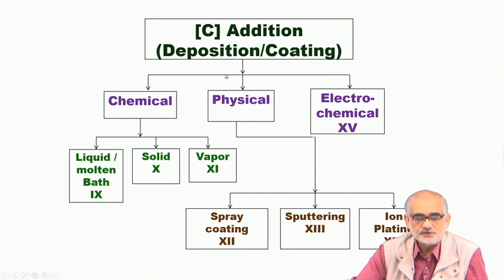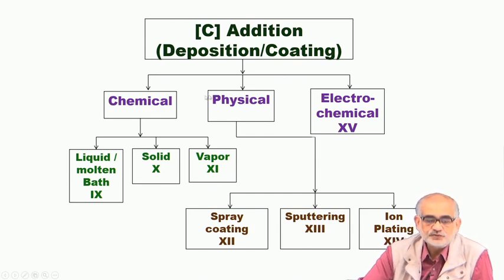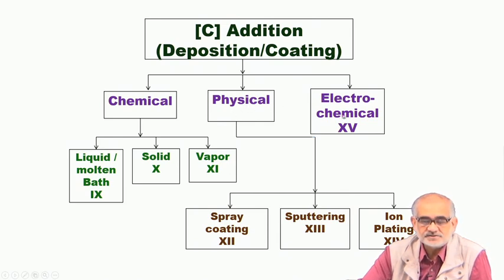We can also now think of another possibility, which in my opinion is one of the most widely employed approaches, and that is when we add materials to the surface. So, when we coat or deposit, we can do that through one of three possible approaches: chemical deposition, physical deposition, or electrochemical deposition.